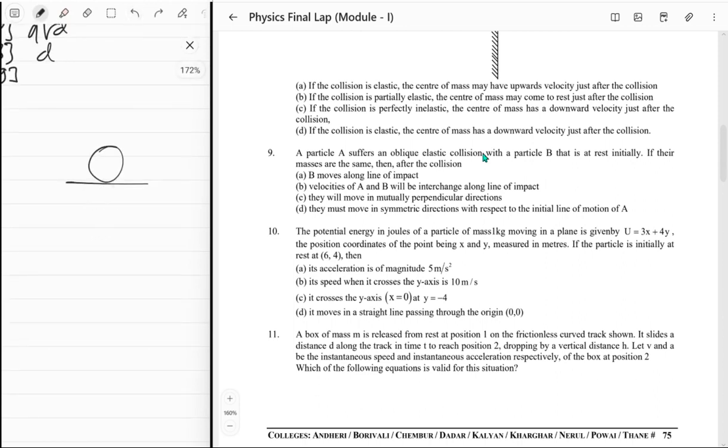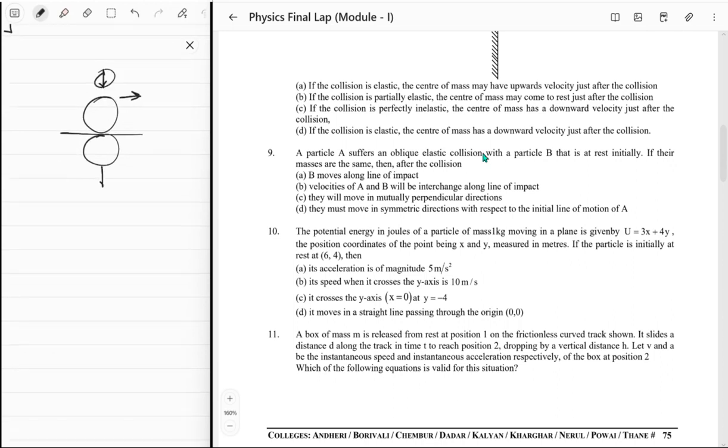It has some component of velocity like this, and then a component like this. We know that this component is just transferred to this guy, and this one stays as it is. So these are perpendicular, yeah, these are moving perpendicular to each other, right? B moves along the line of impact. Yeah, so this is A, this thing is B, it moves along the line of impact, so A is correct.